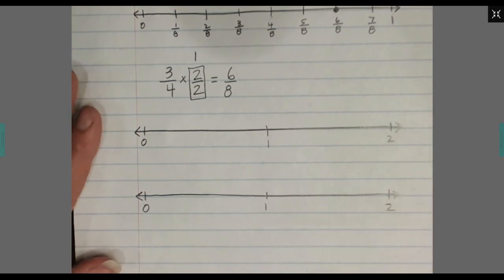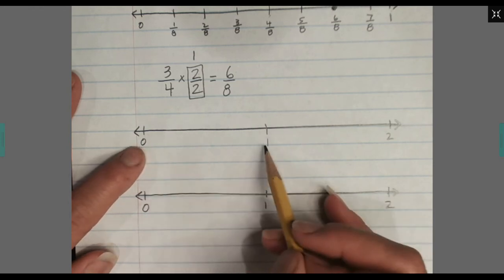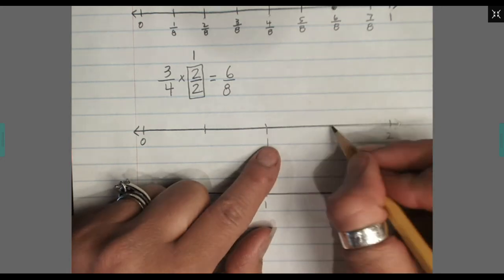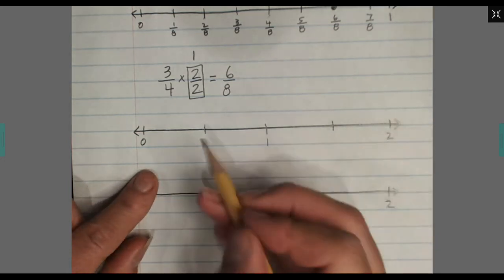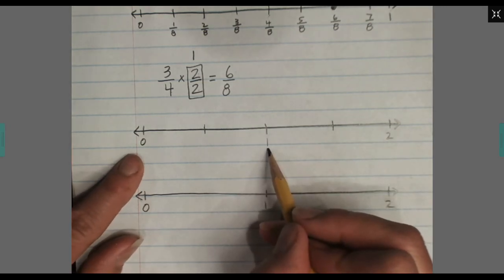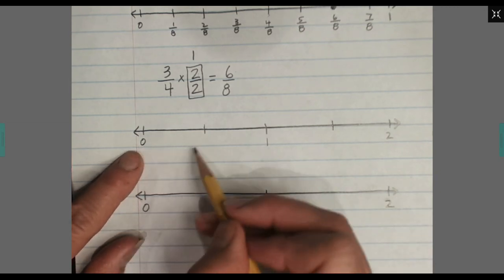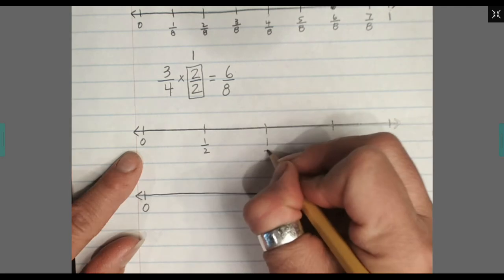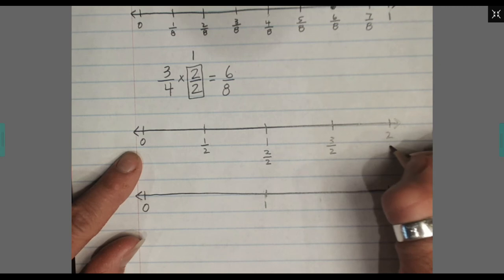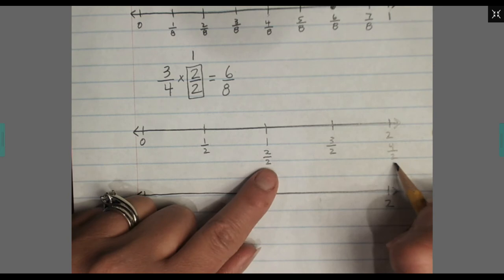And instead of splitting into fourths, this time I'm just going to split into halves. So from 0 to 1, split that into halves. And then from 1 to 2, also split that into halves. And now we need to label these. And that's a little bit more complicated because our whole is greater than 1. So if I'm going from 0 to 1 and I'm counting by halves, I have 1/2, 2 halves, 3 halves, and 4 halves. And what do you notice about our whole number fractions here?